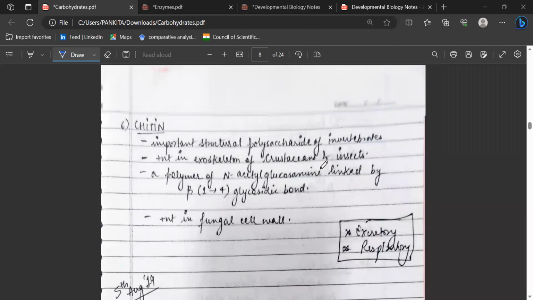Next polysaccharide is chitin. It is an important structural polysaccharide of invertebrates, and it's present in the exoskeleton of all crustaceans and insects. It is a polymer of N-acetyl glucosamine, which is linked by beta 1,4 glycosidic bonds, and it's present in the fungal cell wall.